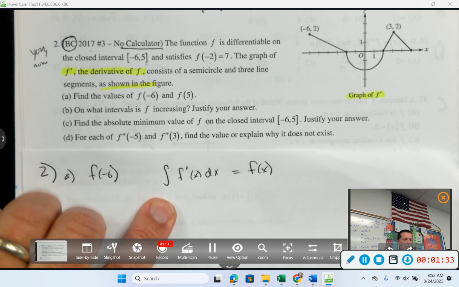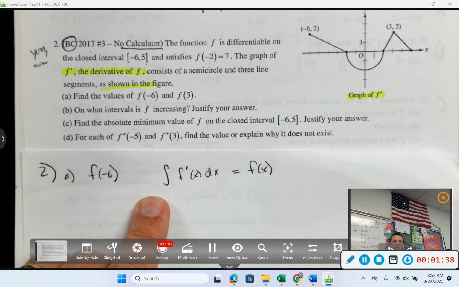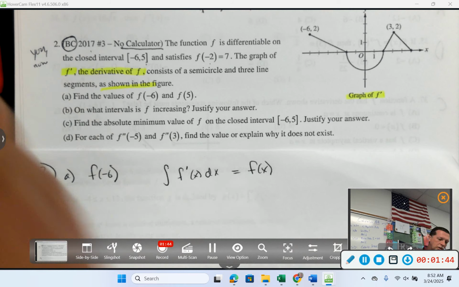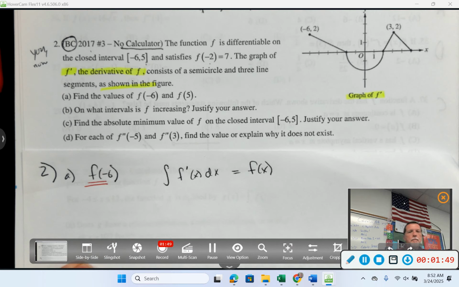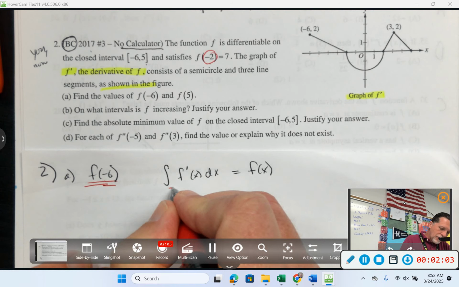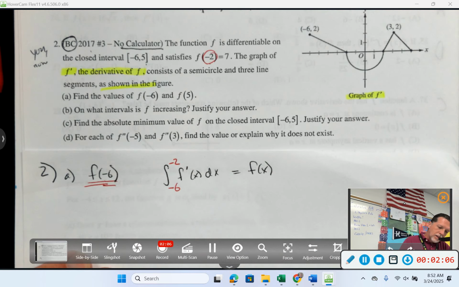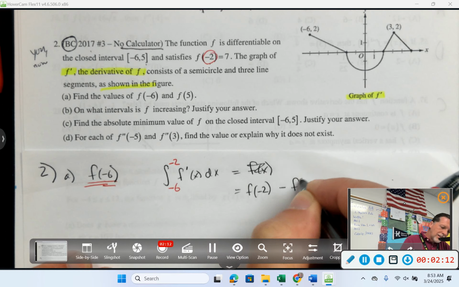Antiderivative. Remember, that symbol means 2 things. It means antiderivative of an equation. But what else does it mean? Area. And if we do area, we have to have limits. So what would be a good limit to use, especially if I want to find f of -6? Definitely -6. And what other x value should we use? -2. So let's go in order here. Let's go from -6 to -2.